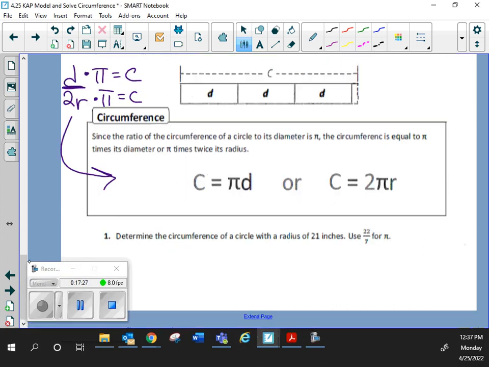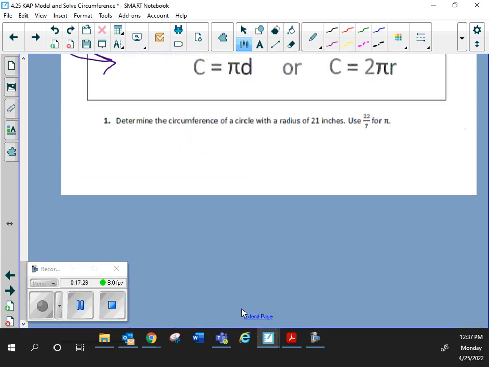Okay? So when we're calculating circumference, it does not matter which formula we use. I tend to go with what is given to me in the problem. So let's do one together. It says determine the circumference of a circle with a radius of 21, and it tells me to use the fraction form of pi. Okay, so just like area, I'm going to do 3 easy steps. What are those 3 easy steps? SSS.